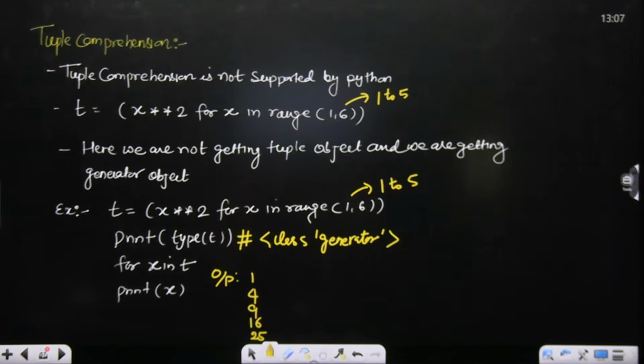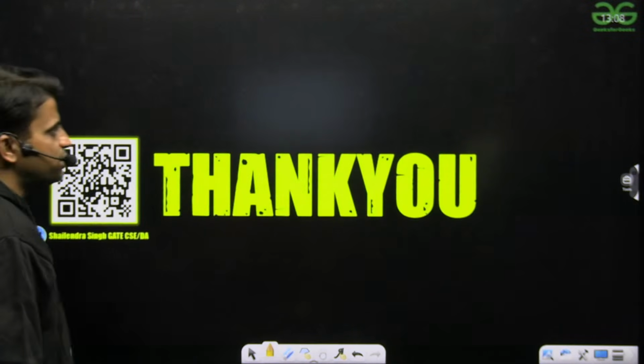What is the difference between list and tuple, student? List and tuple are exactly the same, except for a small difference. List objects are mutable, whereas tuple objects are immutable, right? In both cases, insertion order is preserved, duplicate objects are allowed, heterogeneous objects are allowed, and indexing and slicing are supported. So the difference is that tuple is immutable and list is mutable. So that's all in today's class.